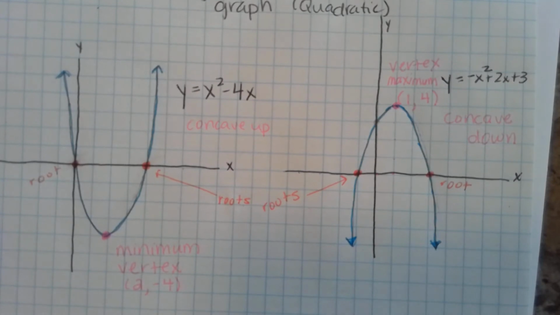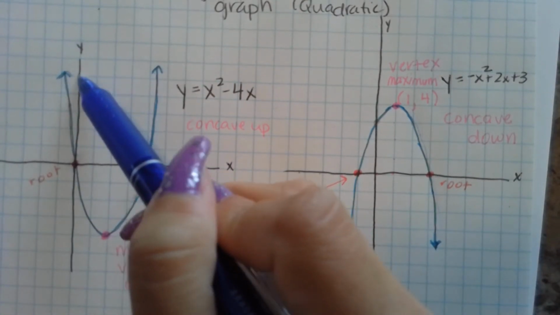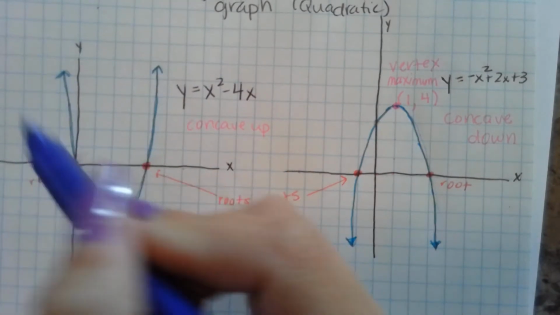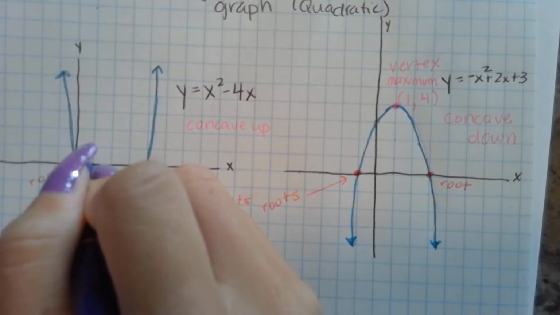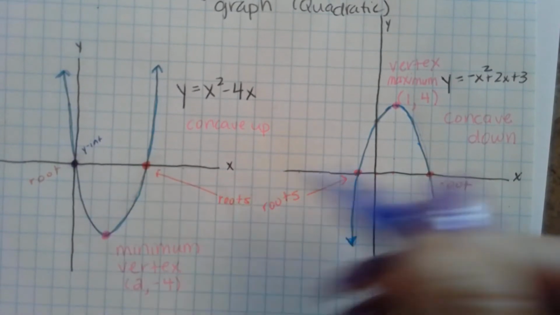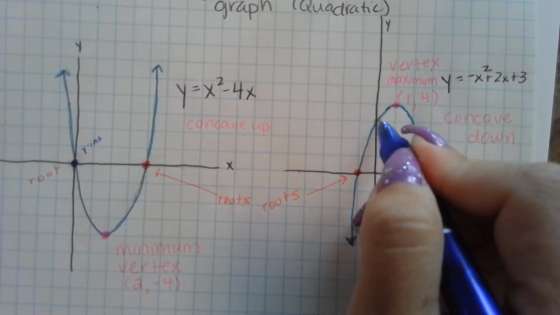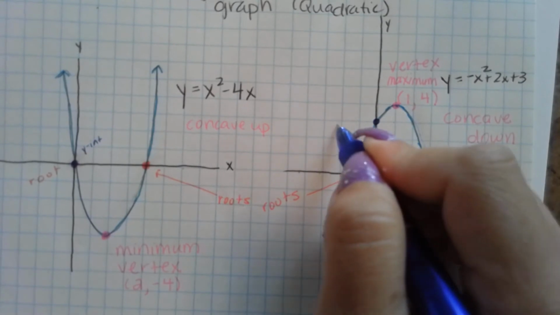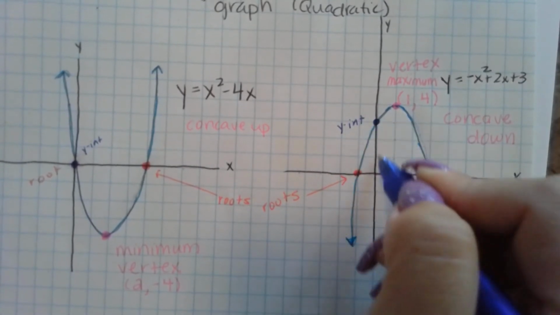And now another thing I want us to look at is where our y-intercepts are. So if we follow our y straight down, up, we see our y-intercept right here as well. So this point is both a root and a y-intercept. If we follow our y straight down, up, right here, we have a y-intercept, okay?